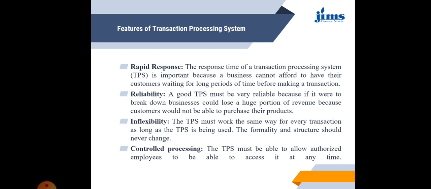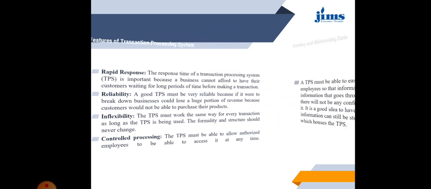Controlled processing. The TPS must allow authorized employees to access it any time. So controlled processing means it should have the property of authorization and authentication. If there is an authenticated user, they can access that TPS as many times as he or she wants.